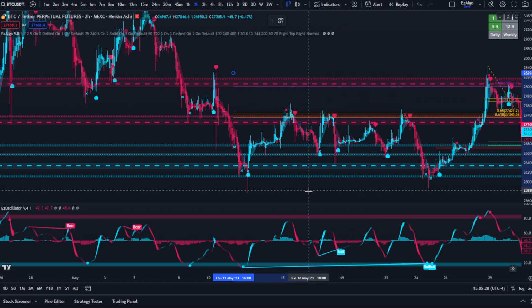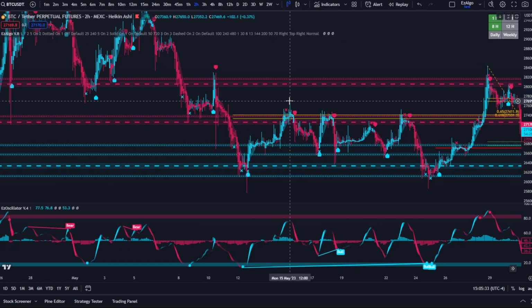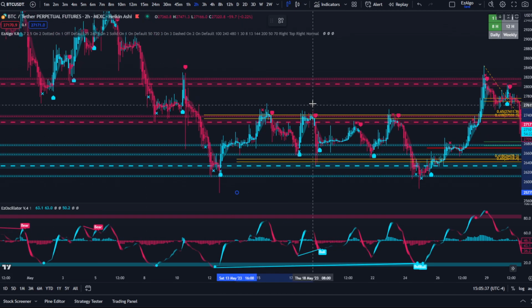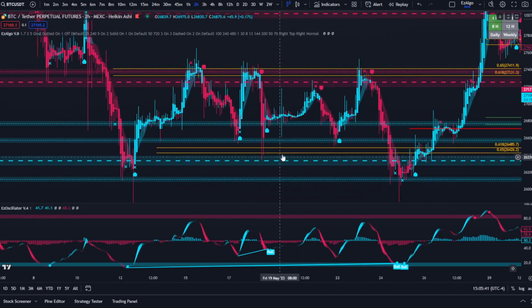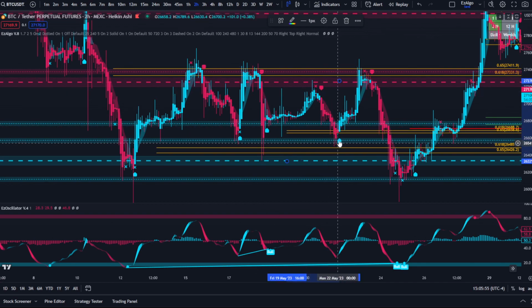Right, so take the golden pocket from the swing high to the swing low. I think I have the 0.886 toggled on. Right, you can see that price rejects from the golden pocket. Draw it again from the swing low to the swing high. Right, price rejects from the golden pocket. Draw it from the swing high to the swing low for a short. Price rejects twice from the golden pocket. Swing low to swing high, right? Price rejects from the golden pocket, right?